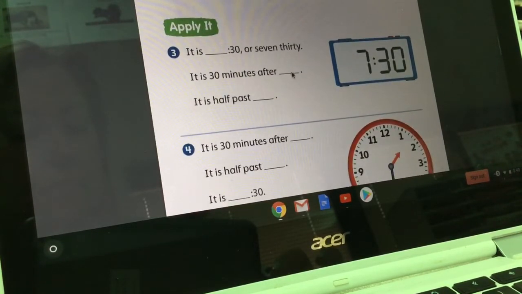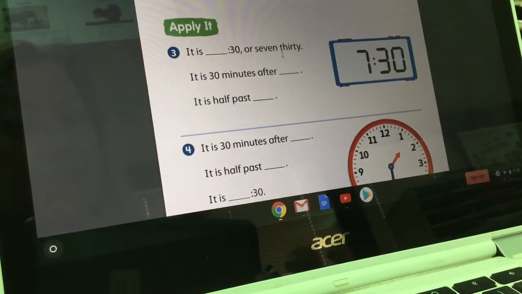Apply it. Okay, take a look at our big analog clock here that we're going to use for this problem. It is 7:30. Well, let's look. We see a 7 in the spot for the hour. We see 30 in the spot for the minutes. Remember, the colon separates the hour from the minutes. So it is 7:30.